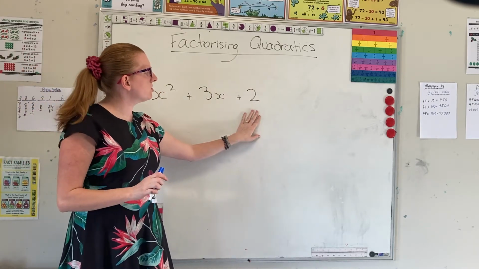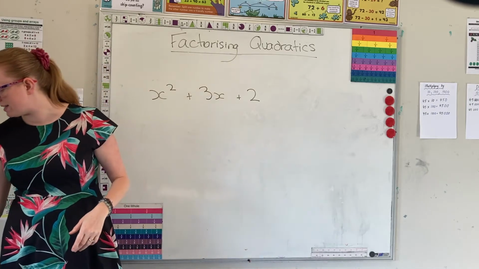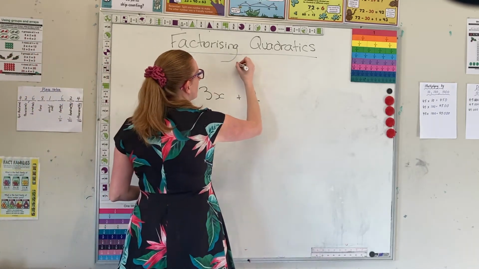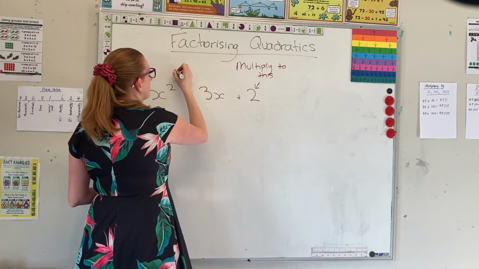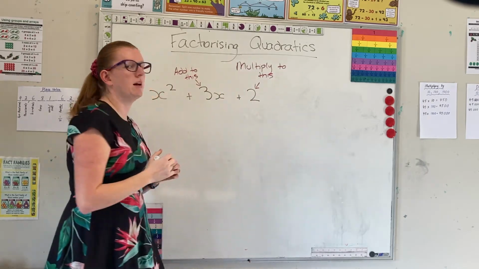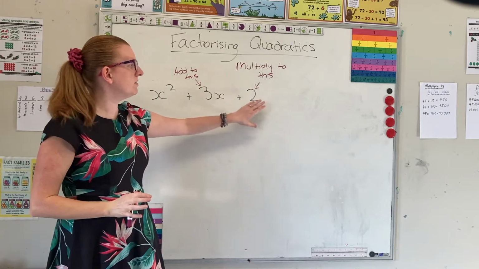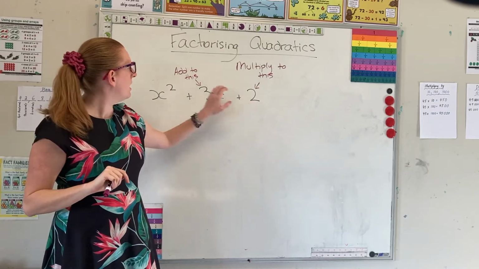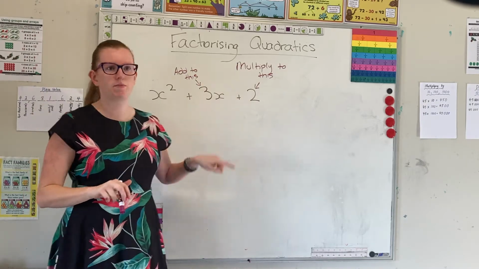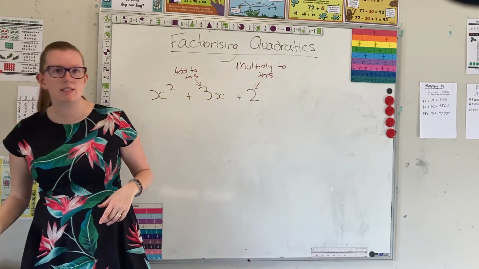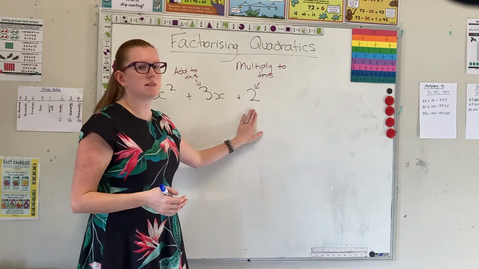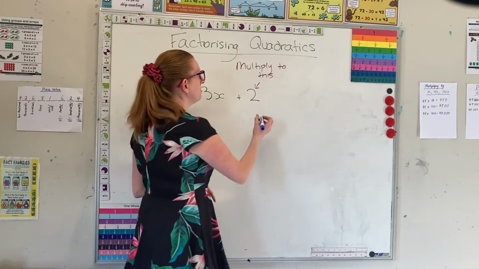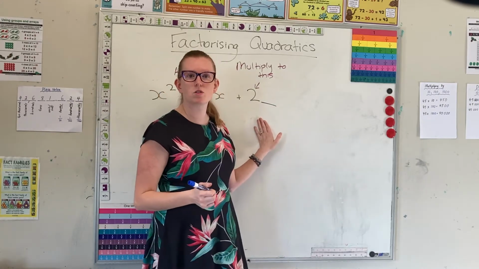So when it comes to quadratics, when we're factorizing, our goal is to find numbers that multiply to this and add to this. Okay, so we're looking for a pair of numbers that multiply together to give us our last number, but add together to give us this. So let's start by listing all of the factors. So the numbers that multiply together to give us this. Okay, so what numbers multiply together to give us 2?